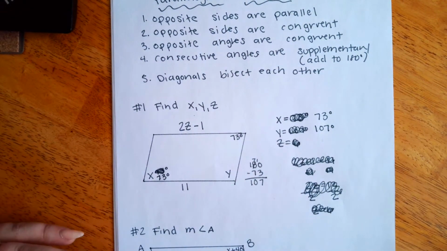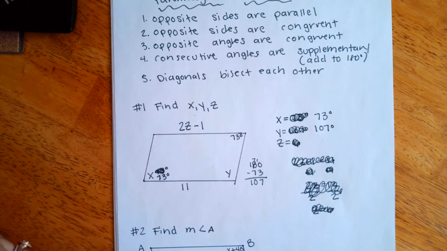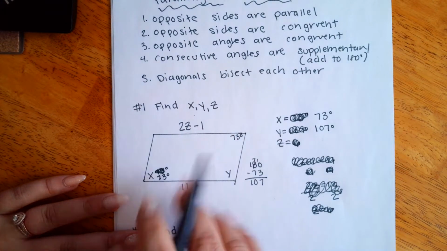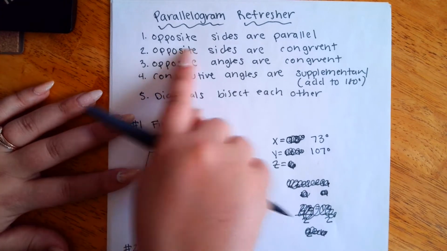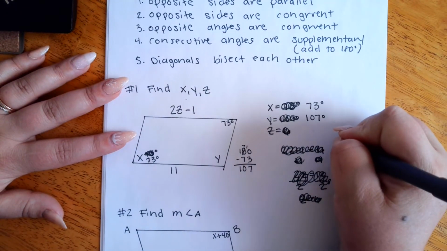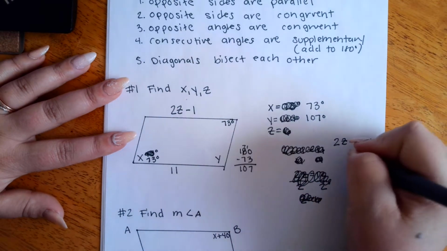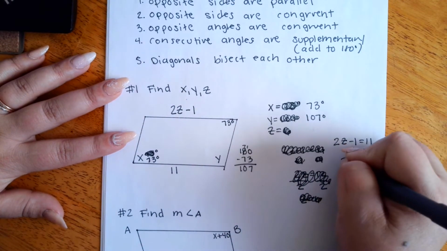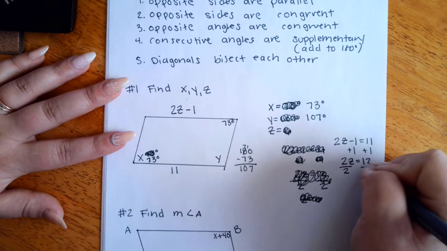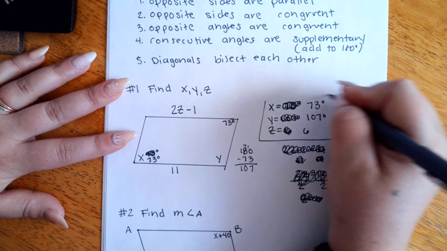Last thing we're looking for is z. My z's look a little funny because I put a little line through it because they look exactly like my 2's. So this side here is 2z minus 1, and this side is 11. Well, what do we know about opposite sides? They're parallel. That won't really help us here. And they're congruent. So we can say that 2z minus 1 equals 11. Add 1 to both sides. Remember our solving equations review from yesterday. Divide both sides by 2. You'll get z equals 6.